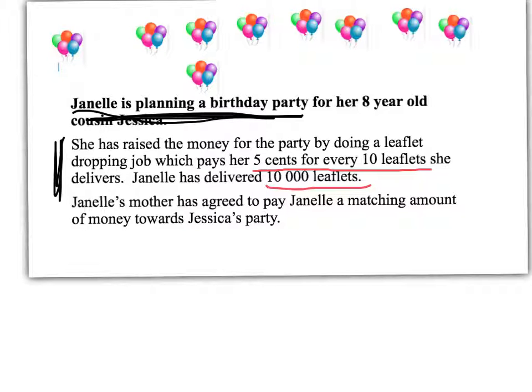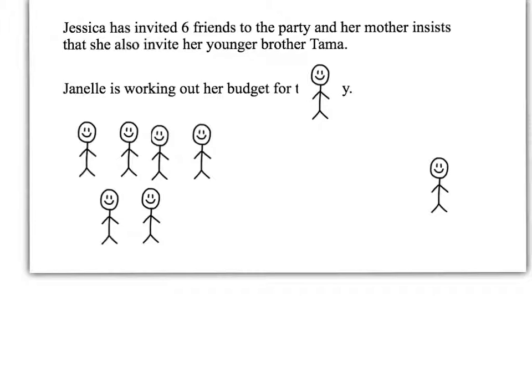So on we go. Okay, Jessica's invited 6 friends to the party, and her mother insists that she also invite her younger brother Tama. Janelle's working out her budget for the party. Now, we're going to need to come back here and think about how many people are coming. But right now we can see that that information is to do with how many people are coming.